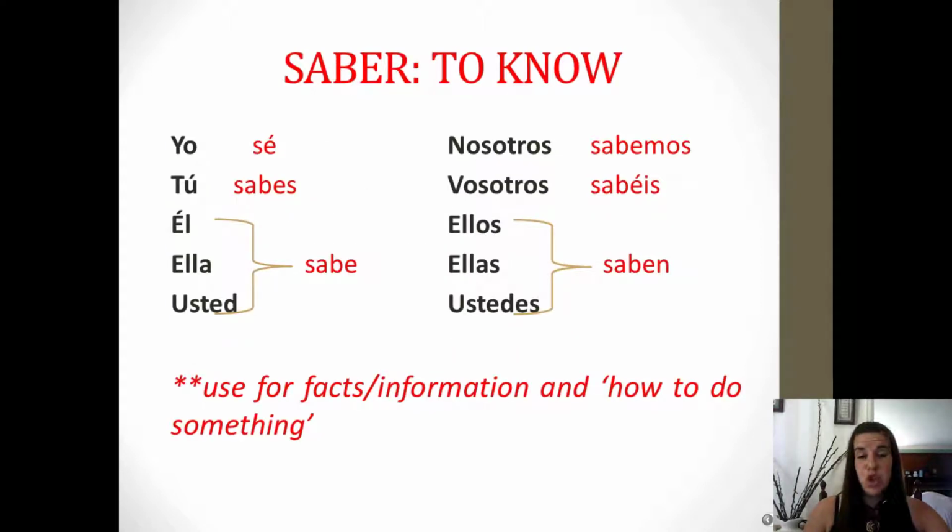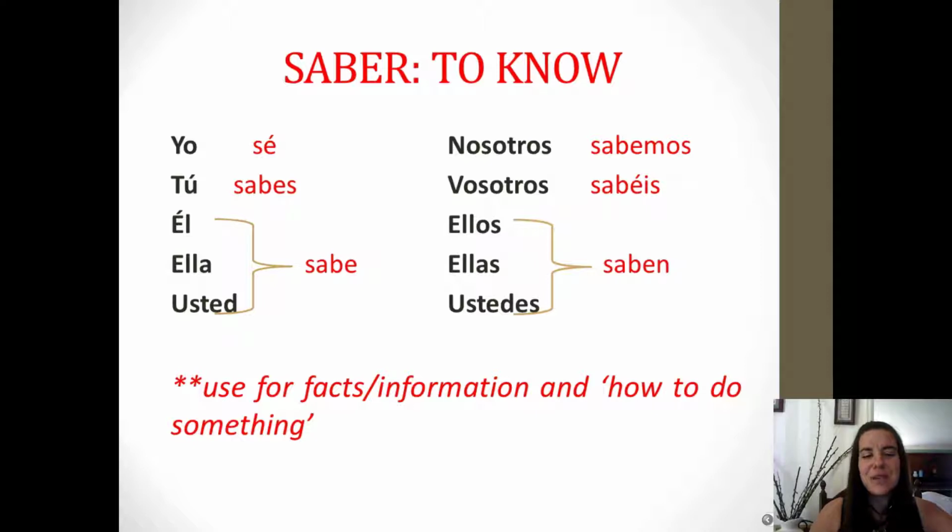Saber means to know. It is irregular in the yo form. Yo sé. Tú sabes. Él, ella, or usted sabe. Nosotros sabemos. Vosotros sabéis. And ellos, ellas, ustedes saben. I know, you know, he knows, she knows, you know, we know. Do they know that you know?